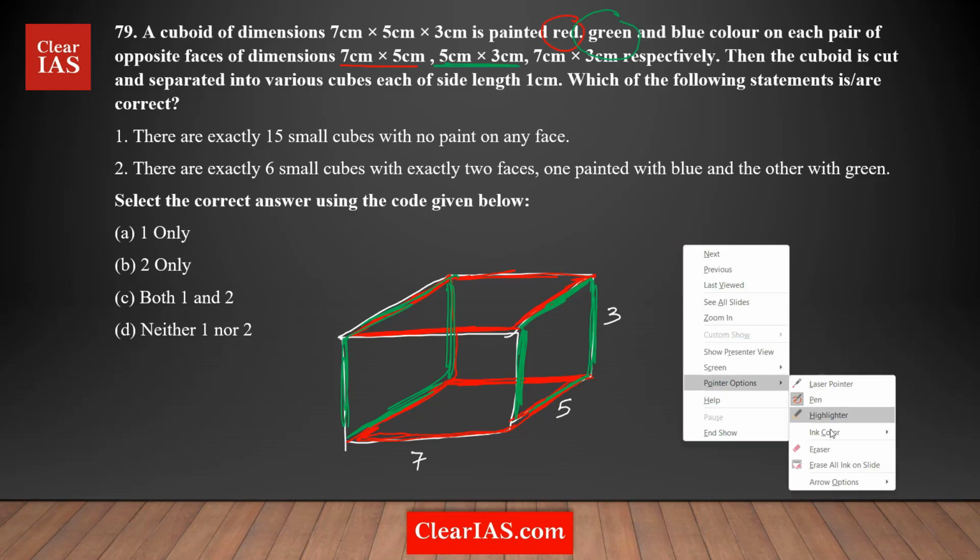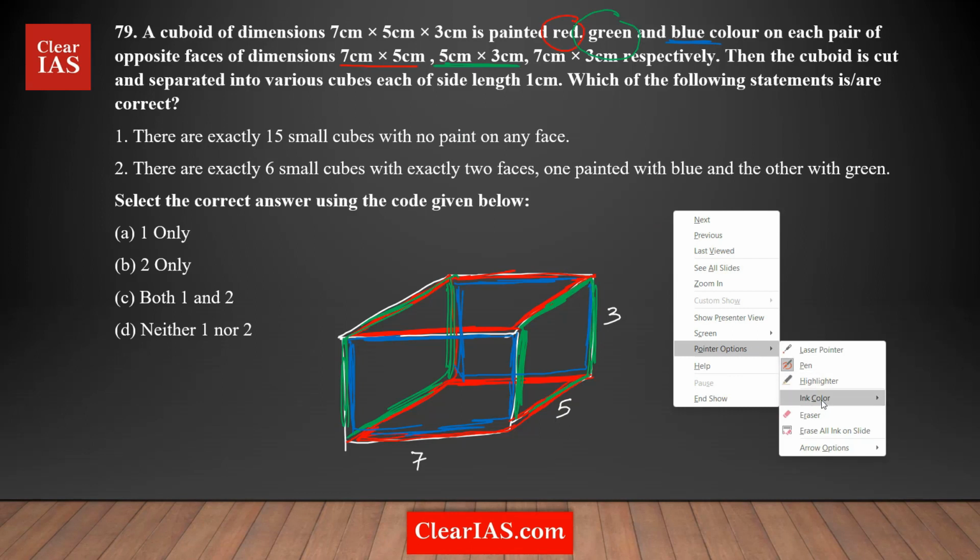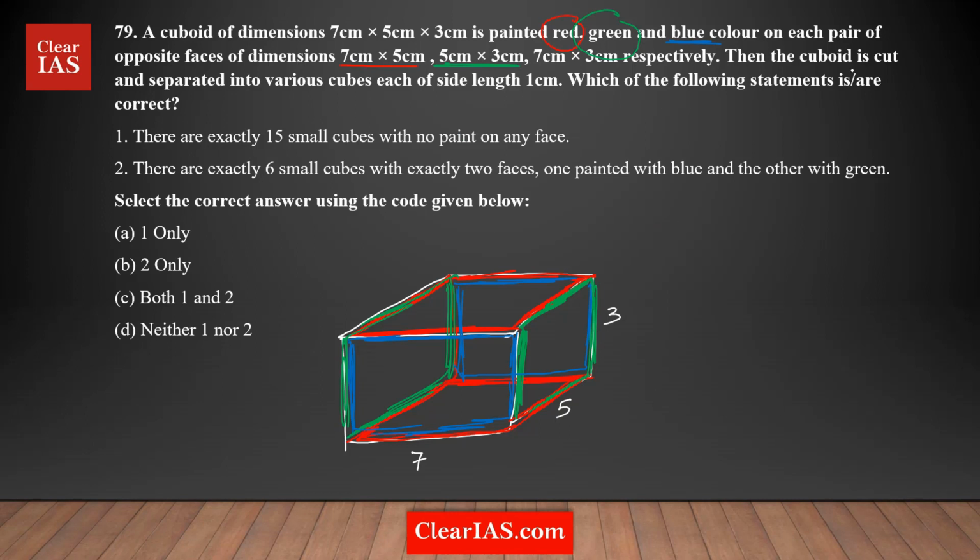And one more, blue, is there. So the remaining two of them are painted blue, right? Which is 7 into 3. 7 into 3 means this one. See, this one is painted blue. And opposite to that, this is also painted blue. So I hope you got an idea of how you are painting this cuboid. Now let's get back to the question. Then the cuboid is cut and separated into various cubes, each of side length 1 centimeter.